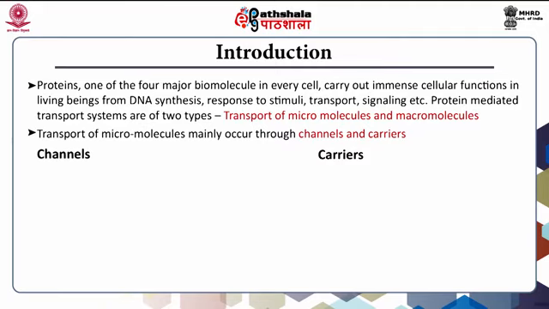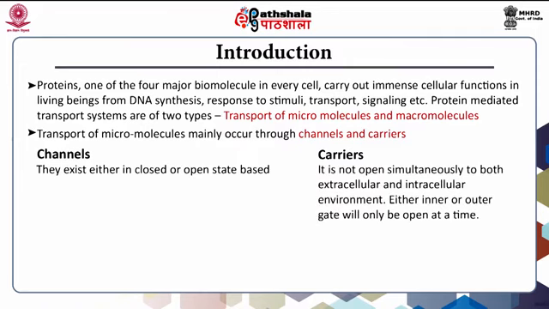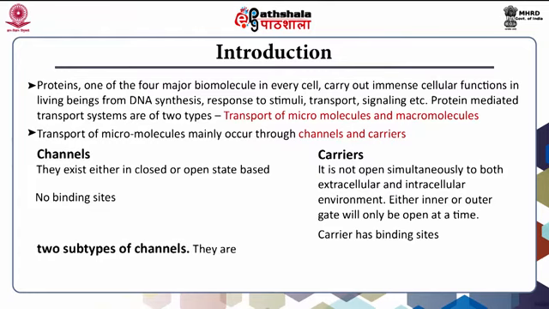Let's see what are the major differences between these two. Channels can exist either in closed or open state based on the stimuli or conformational switch, while carriers cannot be opened simultaneously like channels. For carriers, either the inner or outer gate will only be open at a time. Another major difference between them is that channels have no binding site while carriers have, and the amount of molecule passed through both these also varies. Thousands to millions of ions can pass through when a channel opens, while one or a small amount of molecules only pass through a carrier molecule. Channels are a bigger class of transporter, which is further subtyped into two: voltage-gated ion channel and ligand-gated ion channel.